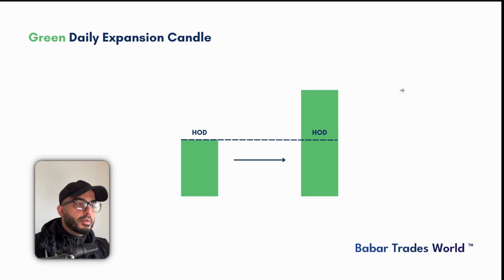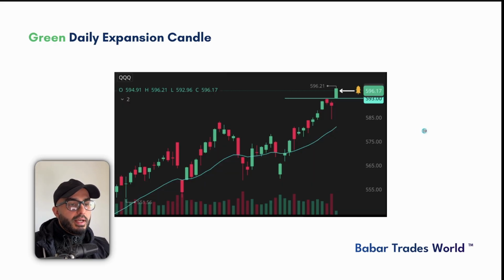This is what I mean here by a green daily expansion candle. What you want to look out for is if the candle starts to look like this, there is a potential for the candle to start going longer or appearing more green towards the upside. So this is what I'm referring to when I say daily expansion candle. The candle looks like this, but it has the potential to look like this. I'll show a real world example of what this looks like.